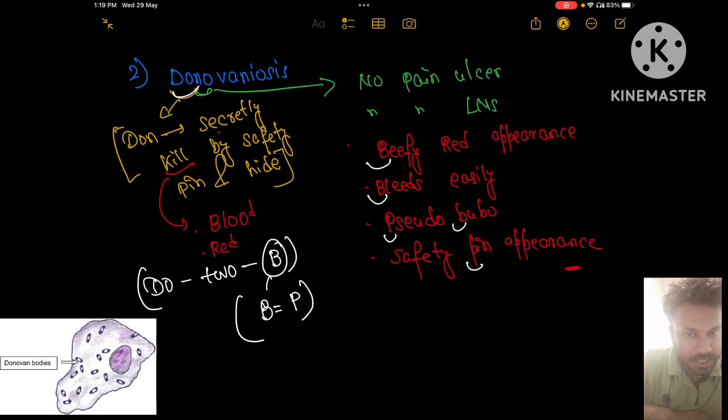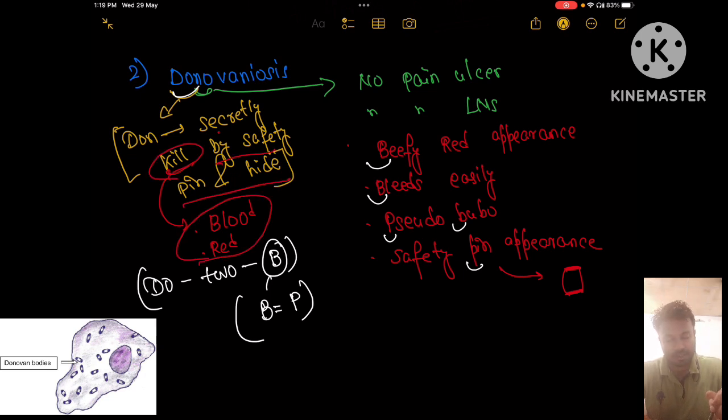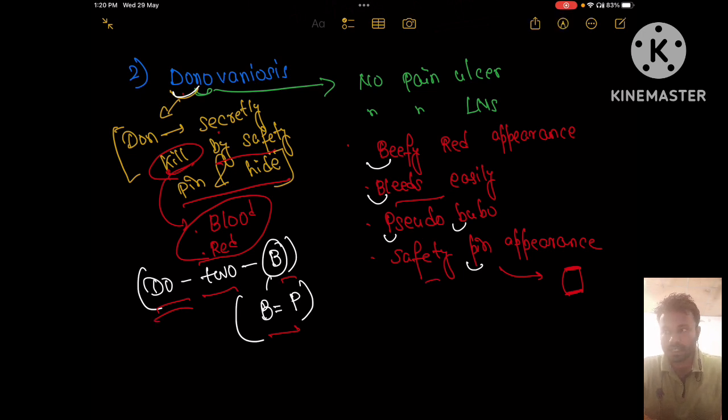What is the septicin appearance? It takes staining over two poles. This is safety pin appearance over two poles. So it is safety pin appearance. If we can remember it in this way: don't secretly kill by safety pin, hide, kill for blood and red. If we try to remember it, 2B is the second letter, beefy red appearance, bleeds blue, pseudo bubo and safety pin appearance.